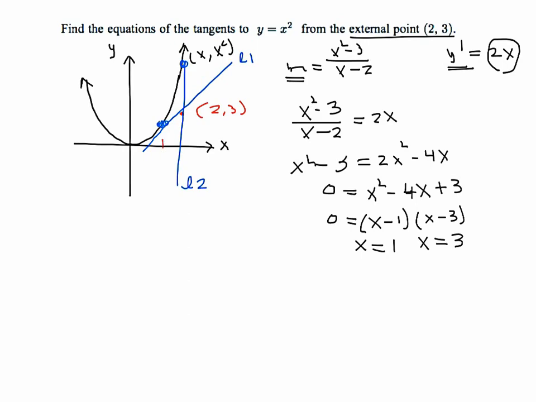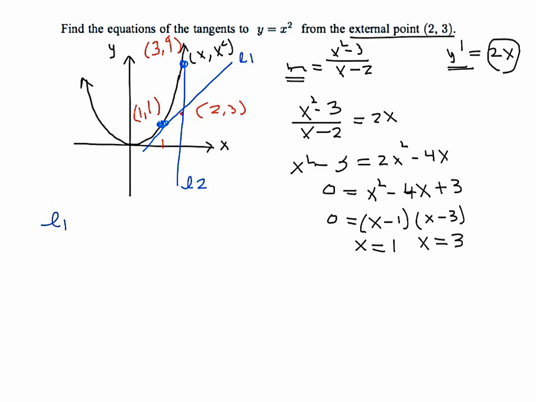So when x is equal to 1, this will be 1 and a y value of something. And then this one on the top will be 3 and a y value of something else. To find the y values on this curve, we simply plug it in. So (1, 1), and the other one will be (3, 9). Now we have these 3 points that we are going to use to find the equation of the tangent lines. Let's look at line 1.